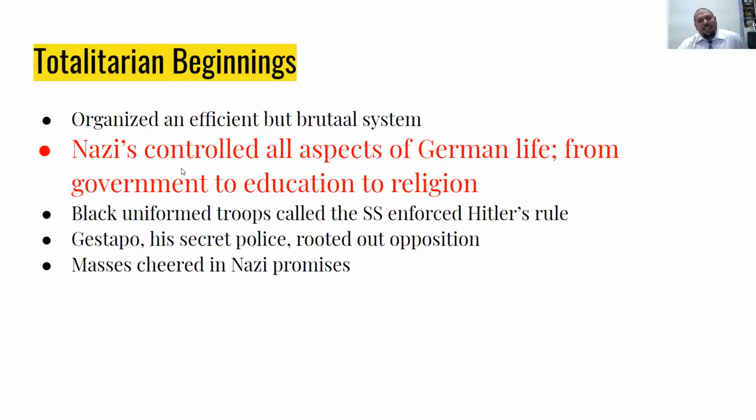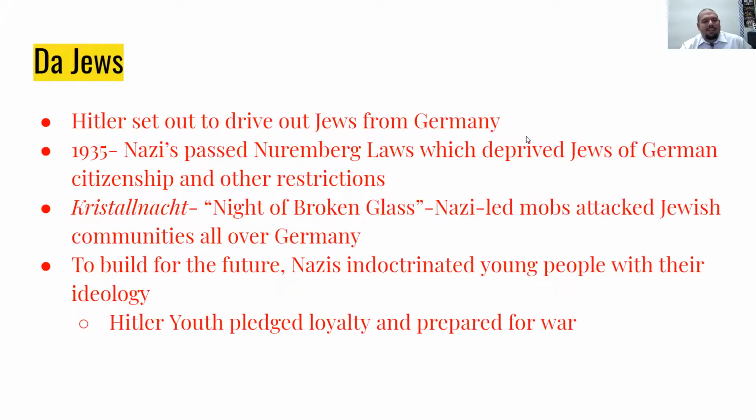So, totalitarian beginnings. He will organize an efficient but brutal system. I don't know why I have two A's. You can change that. Nazis controlled all aspects of German life, from government to education to religion. Black-uniformed troops called the SS enforced Hitler's rule. You have the Gestapo, or his secret police, going to root out all opposition they could find, and the masses will be cheering all these Nazi promises.